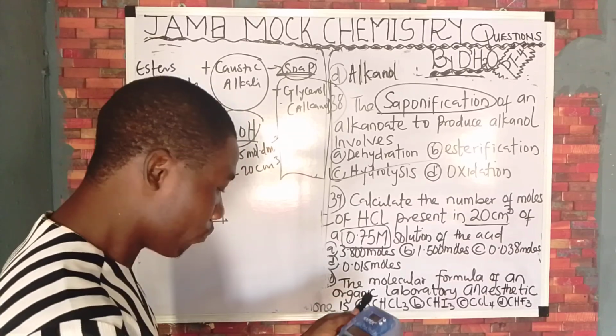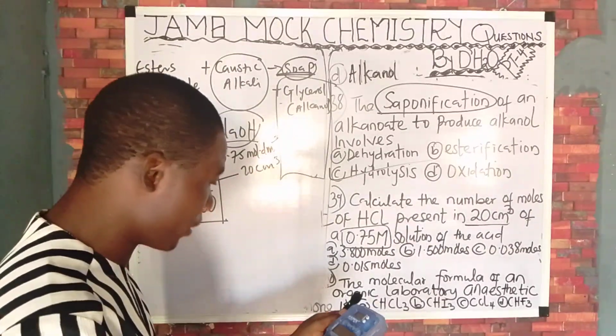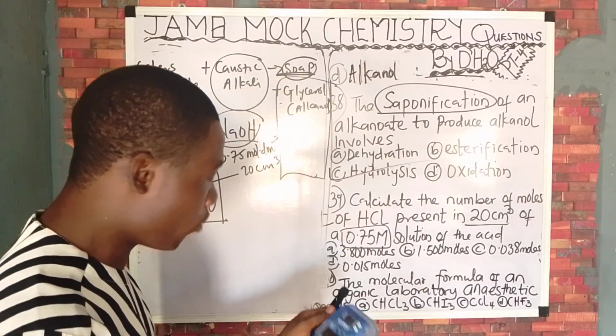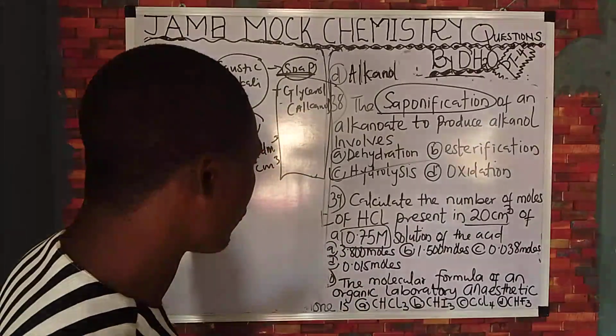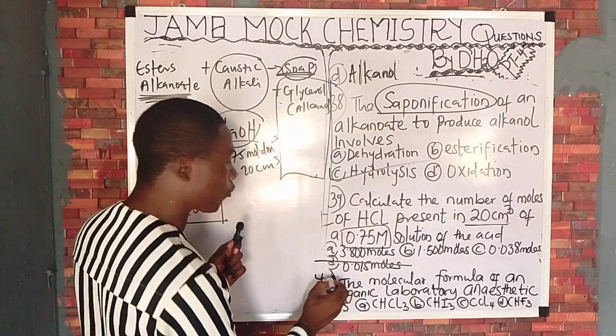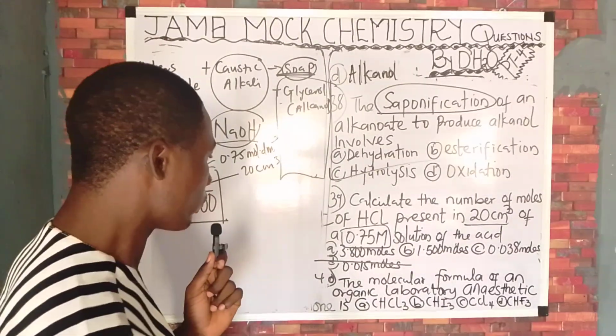Let us quickly do that. We have 0.75 times 20 divided by 1000. You have 0.015 mole. The answer is what? D. Now, finally, we have come to the last question of your JAMB question 2024.